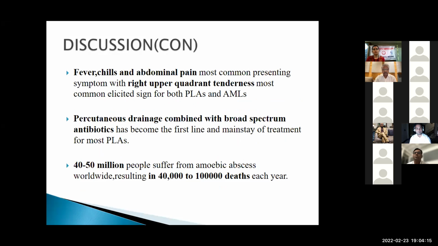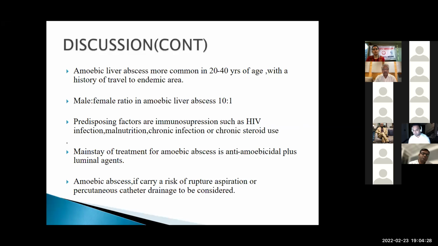Percutaneous drainage combined with broad spectrum antibiotics has become the first line and mainstay of treatment for most pyogenic liver abscess. 40 to 50 million people suffer from amoebic abscess, resulting in 40,000 to 1 lakh deaths each year. Amoebic liver abscess is common in the 20 to 40 years age group with a history of travel to an endemic area. Male to female ratio is 10:1. Predisposing factors are immunosuppression such as HIV infection, malnutrition, and chronic infection or chronic steroid use.